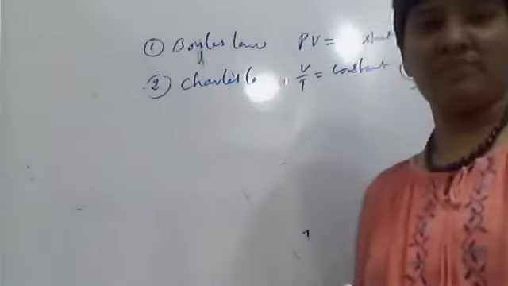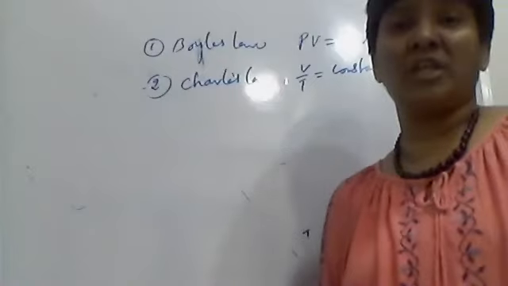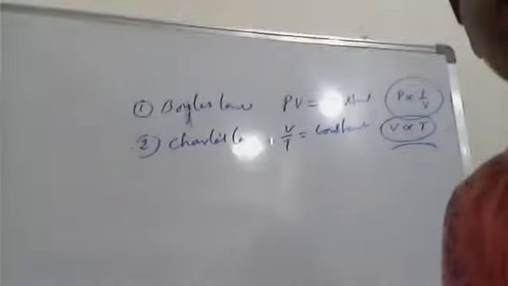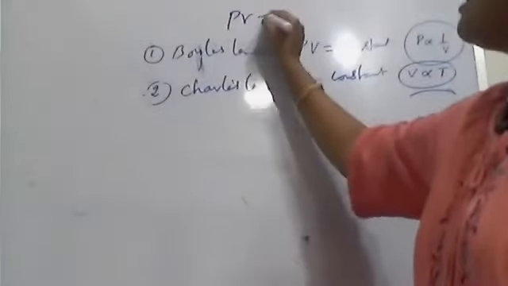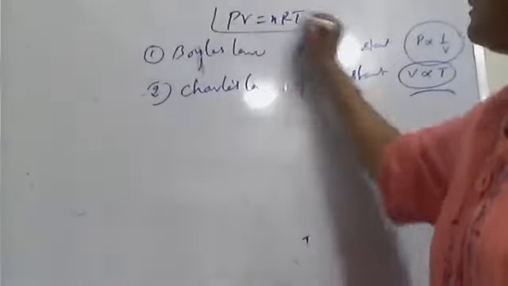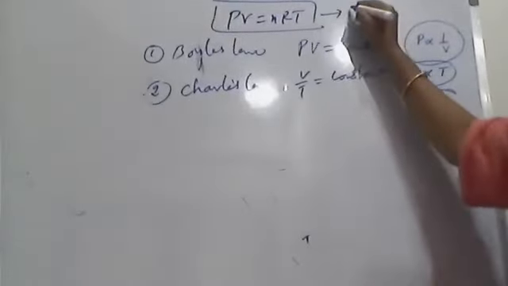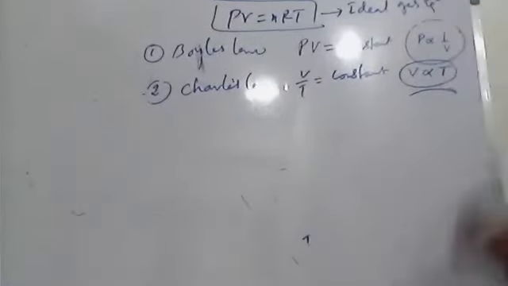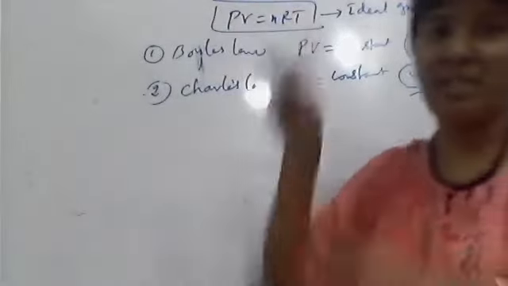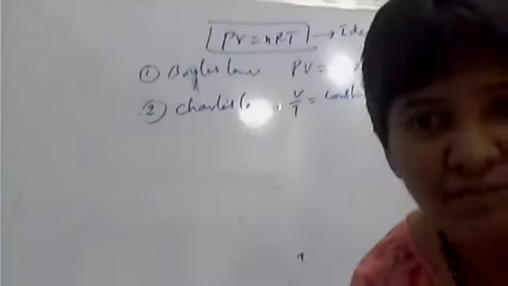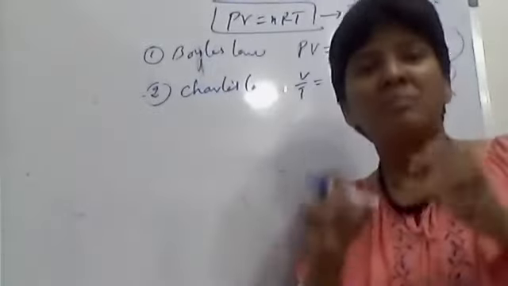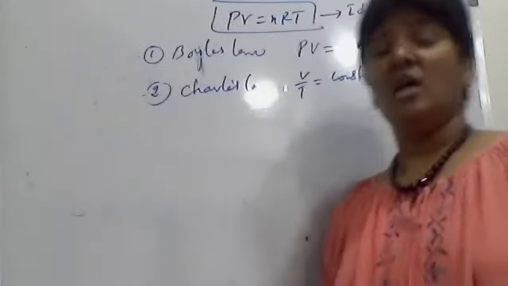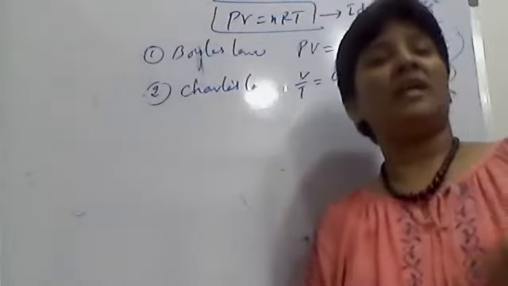When you mix all these gas laws, what you will get? Combined gas equation. You will get the combined gas equation, and that combined gas equation is PV equals nRT, which is known as the combined gas equation or ideal gas equation. It is the mixture of all the different gas laws.